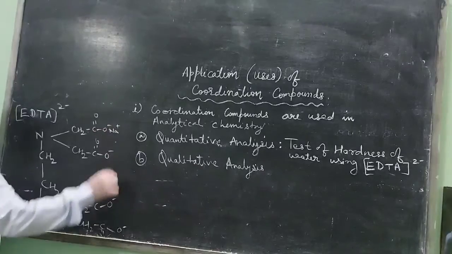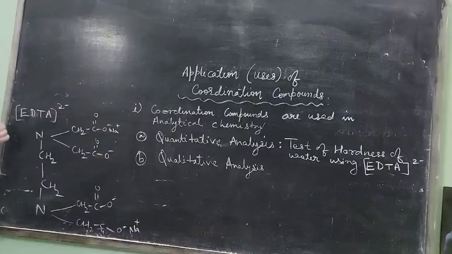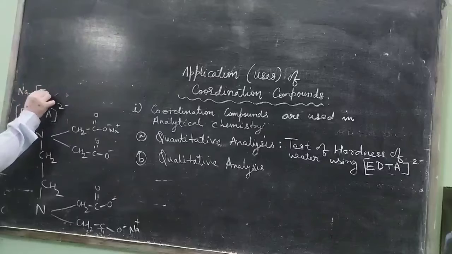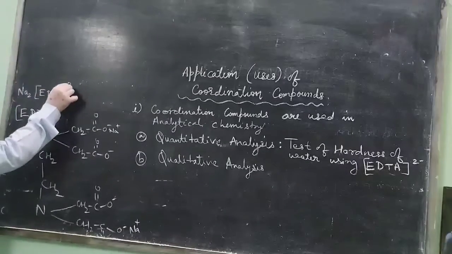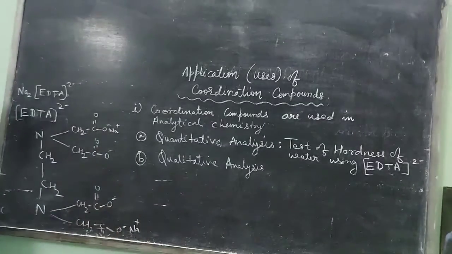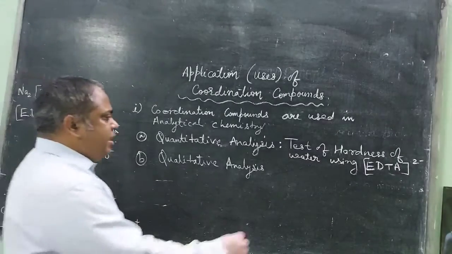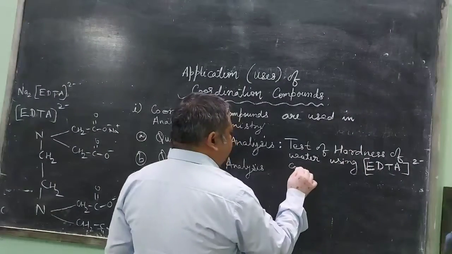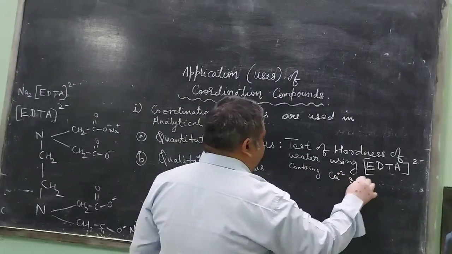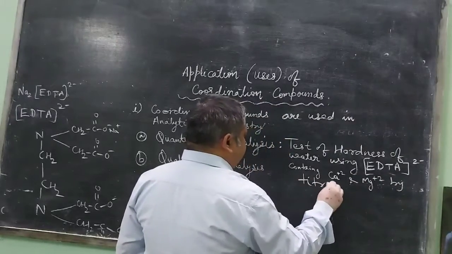Disodium salt of it is used. So Na2 EDTA 2-. Otherwise we have 4- charges. Alright. So it is used for testing hardness of water containing calcium 2+ and magnesium 2+ ion by titration.